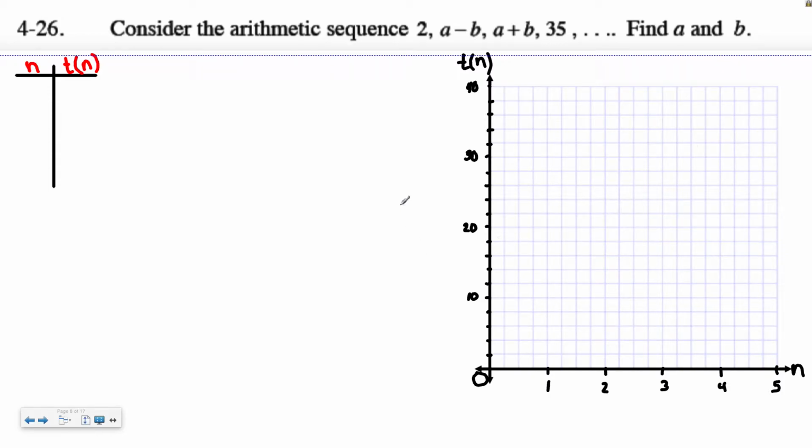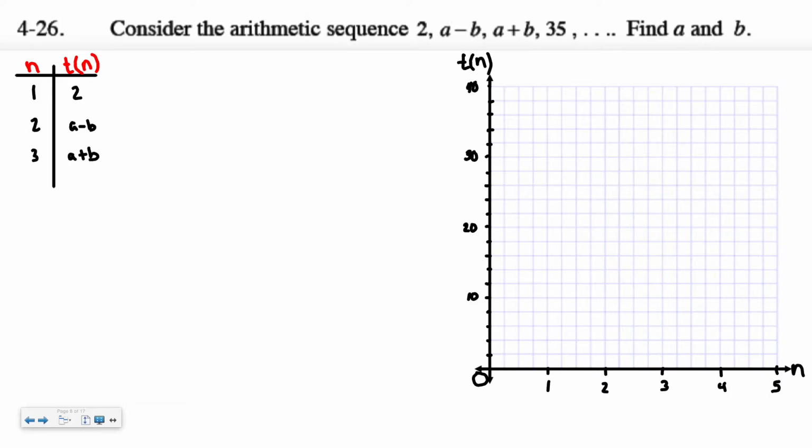So what I'm going to do here is list these out in a table just so I can remember. My first term is 2. My second term is a minus b. Third term, a plus b. Fourth term, 35.